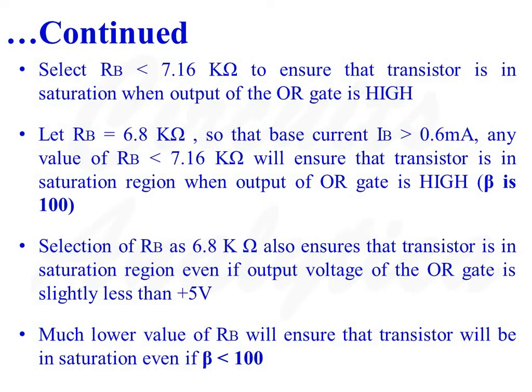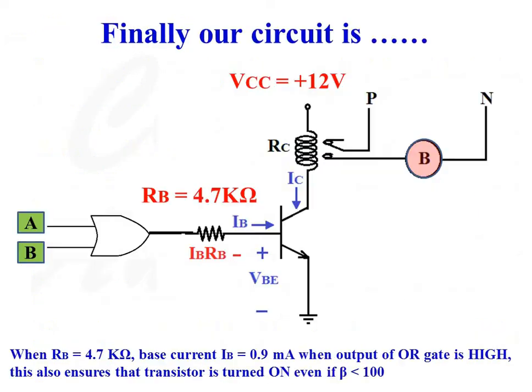Much lower value of RB will ensure that transistor will be in saturation even if beta is less than 100. Finally, our circuit is VCC is equal to plus 12 volt, RB is equal to 4.7 kilo ohms. So when RB is equal to 4.7 kilo ohms, base current IB is equal to 0.9 milliampere when output of OR gate is high. This also ensures that transistor is turned on even if beta is less than 100.